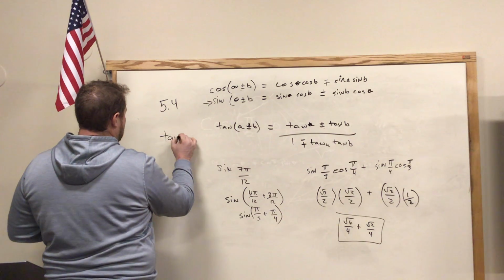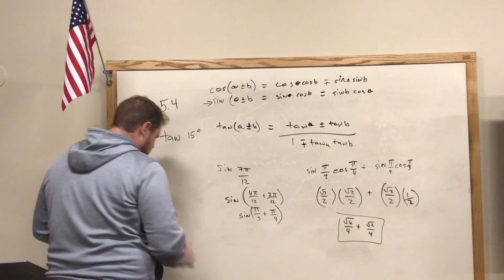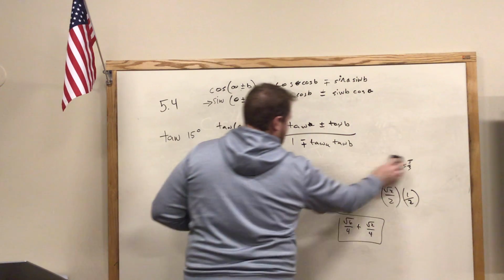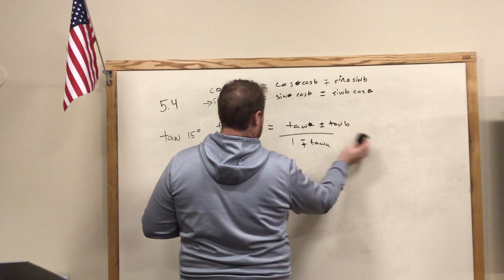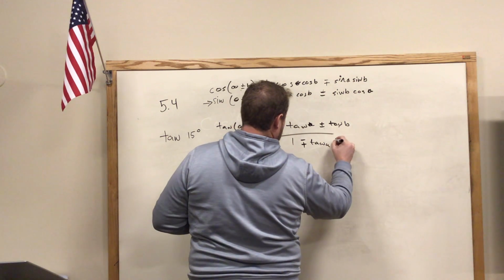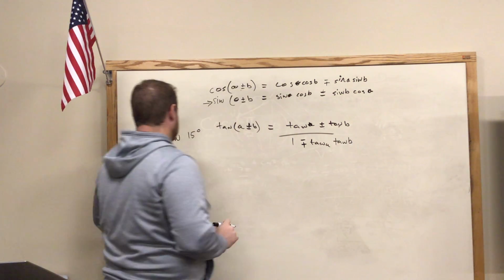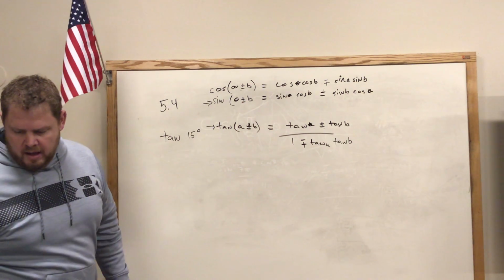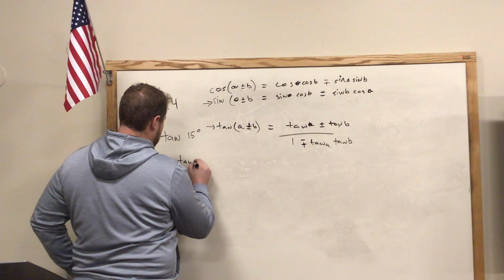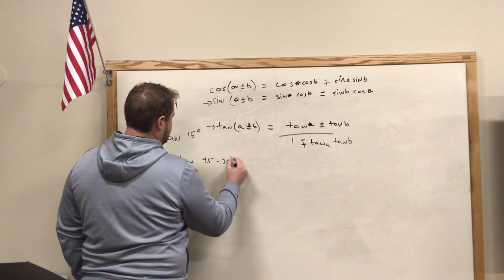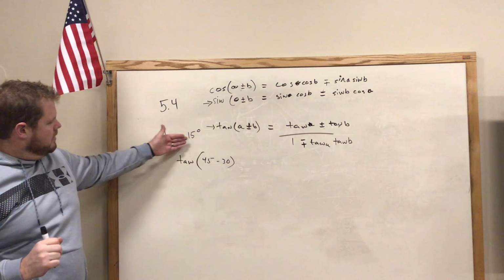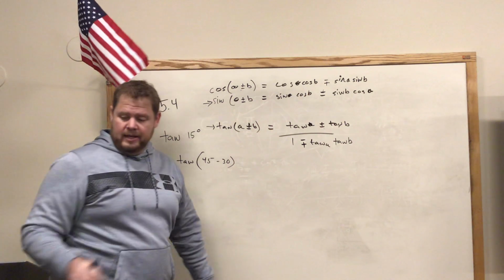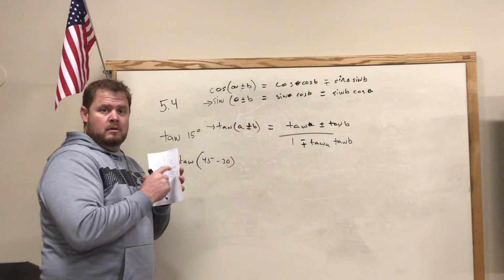Tangent 15. How would you solve this? Tangent 15. I'm going to need this here. So we're obviously using tangent, right? Okay, so now we have to figure out how we would break it apart. 45 minus 30, right? Because that's going to give me 15. So now I can go to my chart and solve.